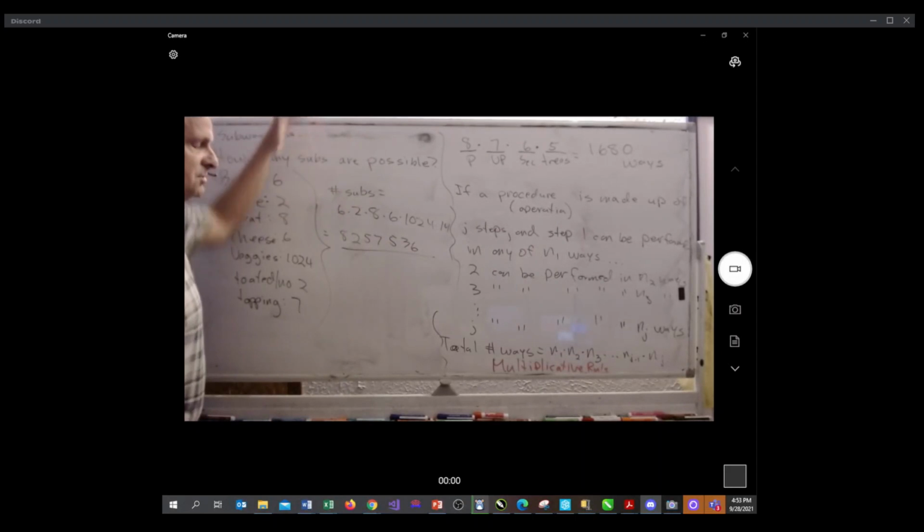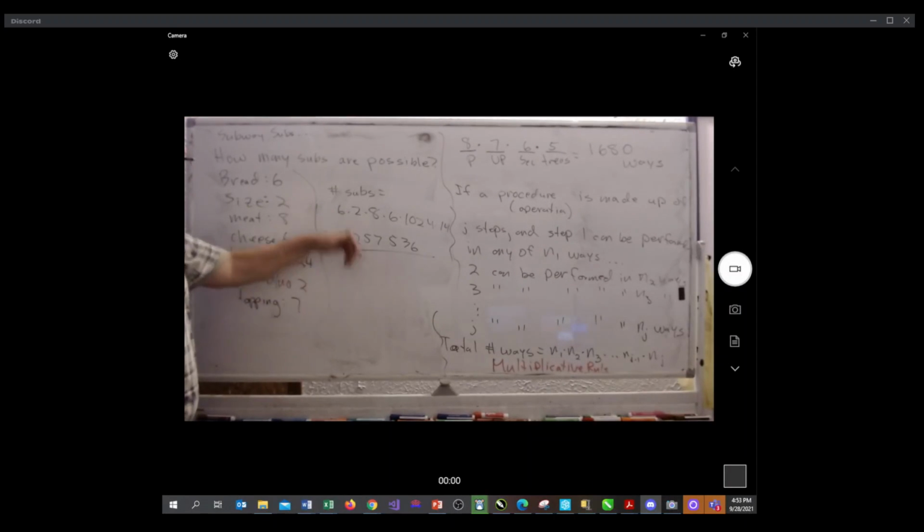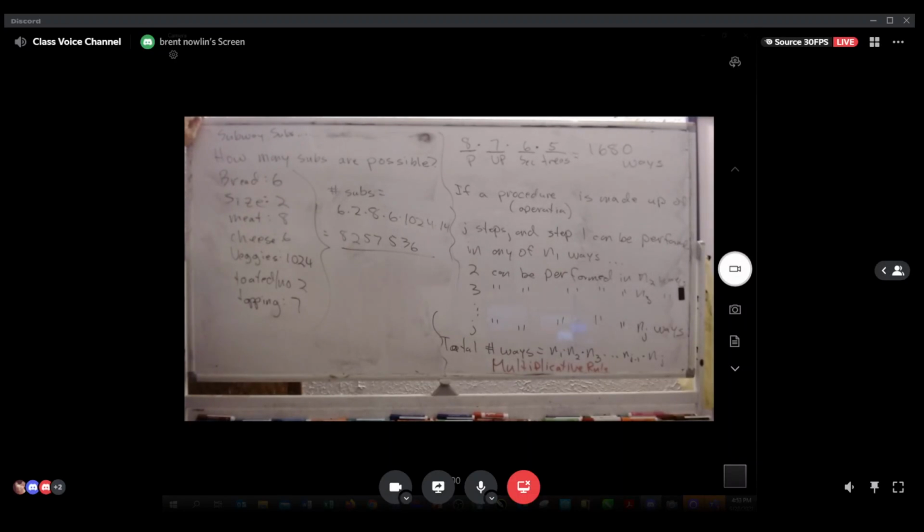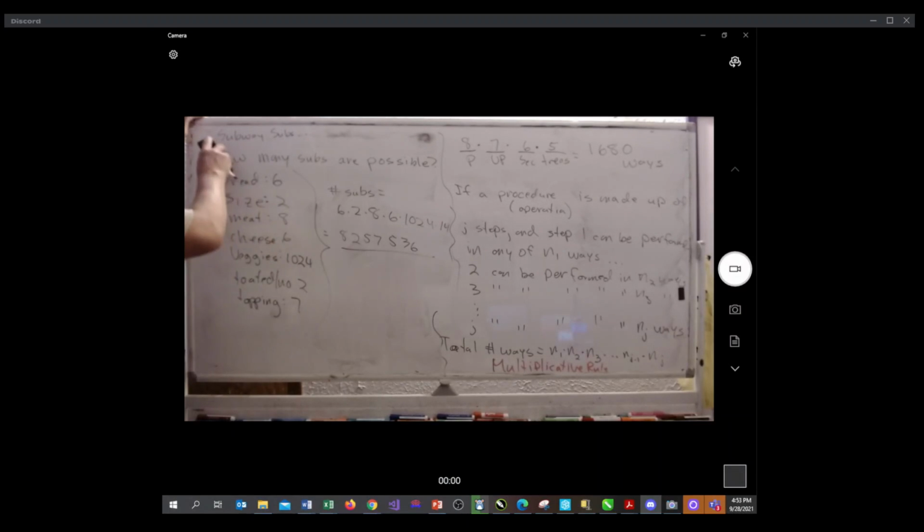So, using the multiplicative rule, that's what we have. Now, ready to move on? Because we have to make some definitions now. Ready to roll? Here we go. Can I get rid of these? Going once, twice? Okay.